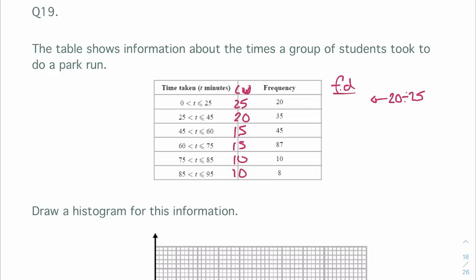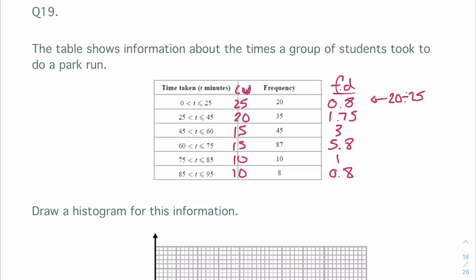So I'm just going to do them on a calculator. So 20 divided by 25 is 0.8. 35 divided by 20 is 1.75. 45 divided by 15 is 3. 87 divided by 15 is 5.8. 10 divided by 10 is 1, and 8 divided by 10 is 0.8. So there are my frequency densities for this histogram.